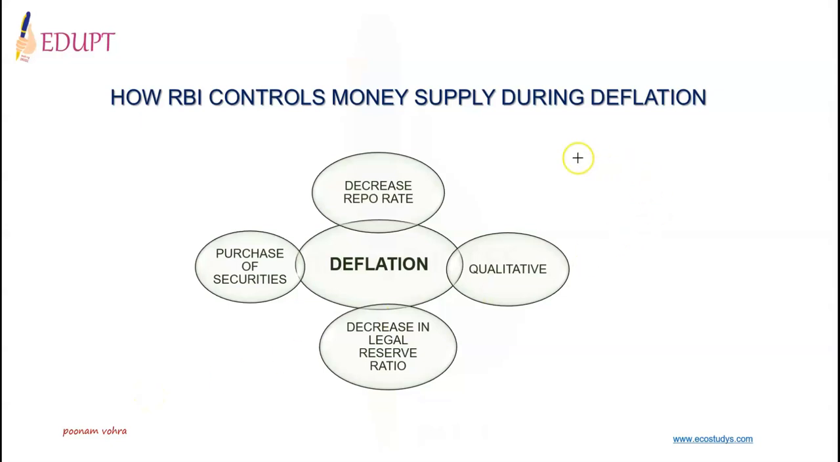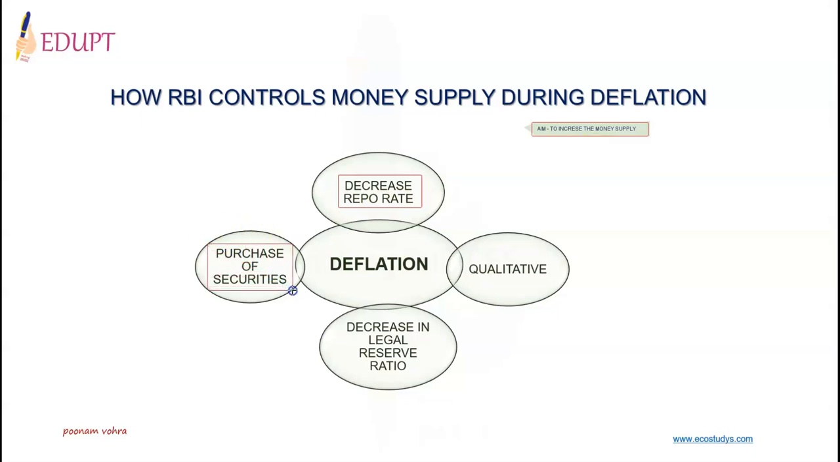Similarly, if there is deflation in the country, then the aim is to increase the money supply. For that, RBI would decrease the repo rate so that it becomes cheaper for the commercial banks to borrow money from RBI and also offer loans at a lesser interest rate to the borrowers. So, by decreasing the repo rate, the cost of borrowing will be less and more funds will be borrowed and money supply gets increased.